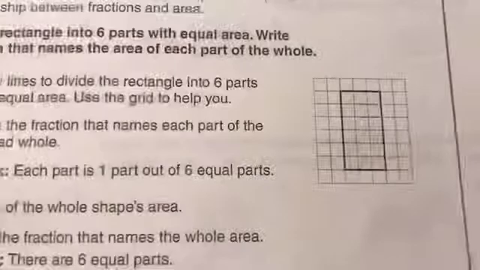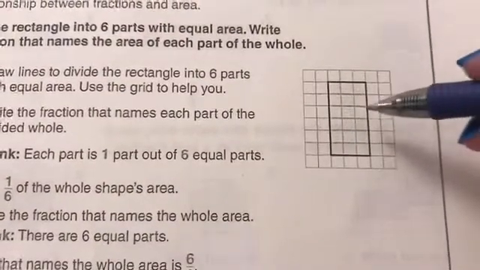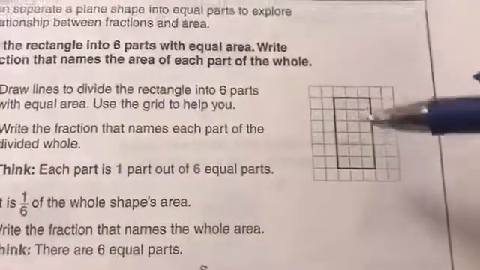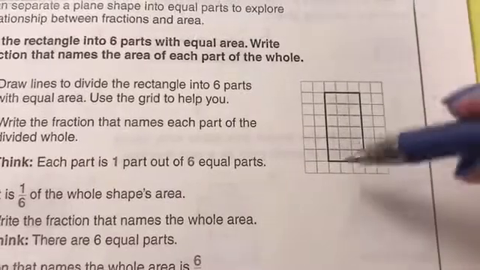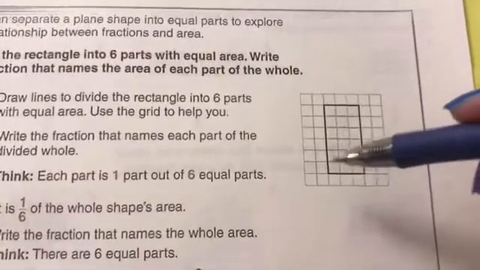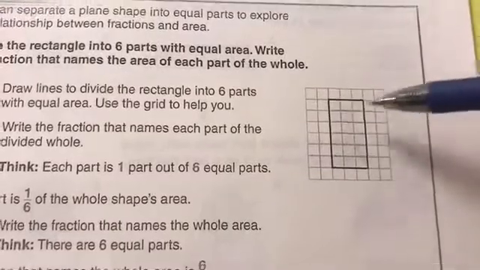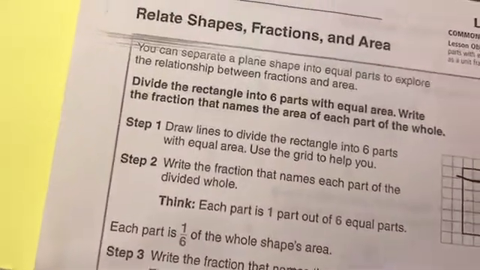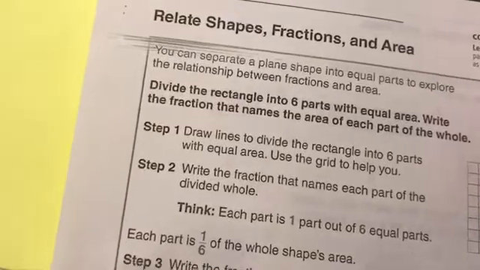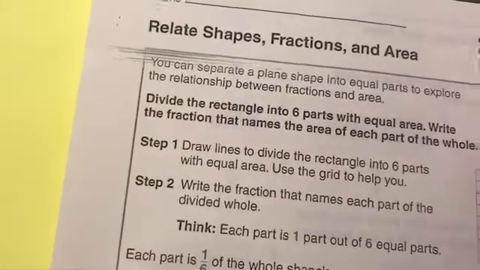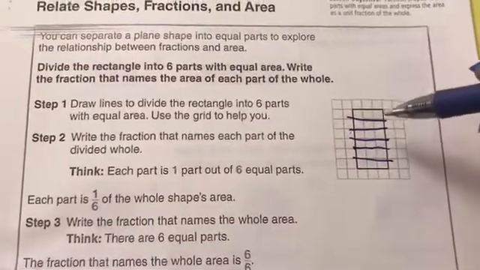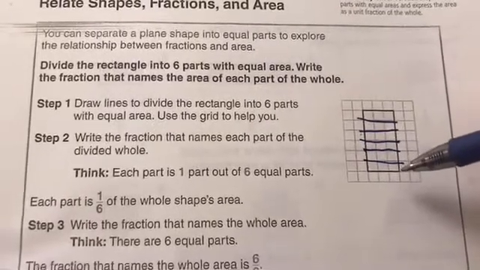So what I'm going to do is look right over here at my box and say, how can I divide this into 6 equal pieces? Well, first I can just look and see how many rows it has. It has 3 columns and 6 rows, and I need to divide it into 6 parts. So I can go ahead and just maybe draw in 6 lines. Well, I drew in 5 lines and that made 6 equal pieces. 1, 2, 3, 4, 5, 6.